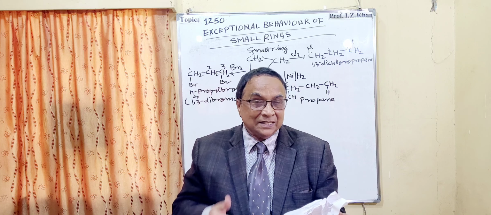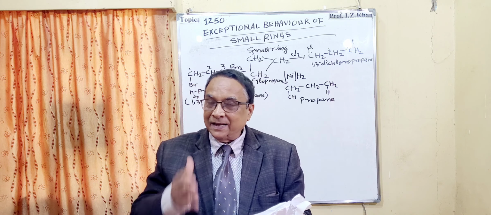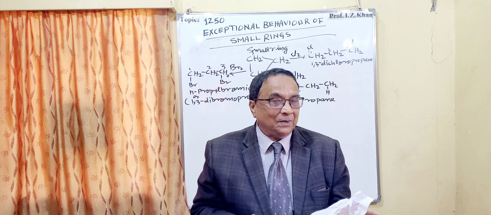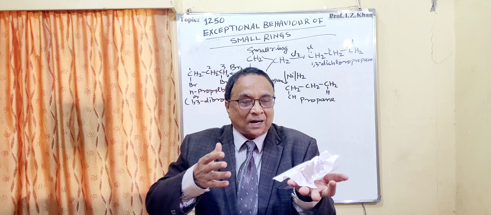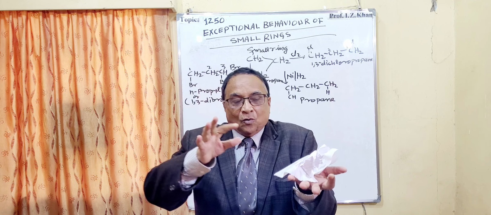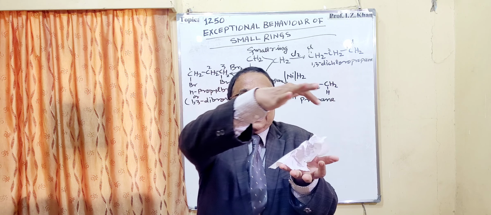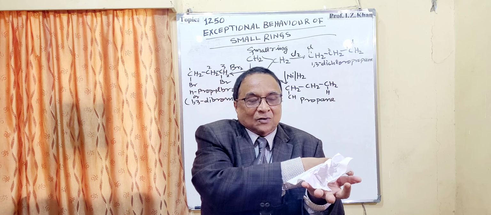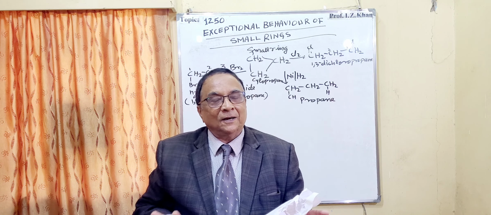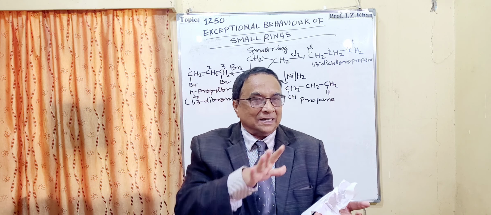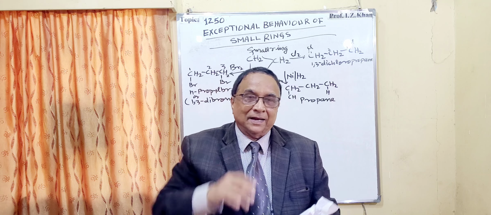And that is the reason why we can get stable larger rings and we can synthesize them after the puckered assumption of the structure. One carbon is hanging here, another carbon is hanging here, the third one is hanging here, and the fourth one is here. Out of 4 carbons, none of the carbons is on the same plane.